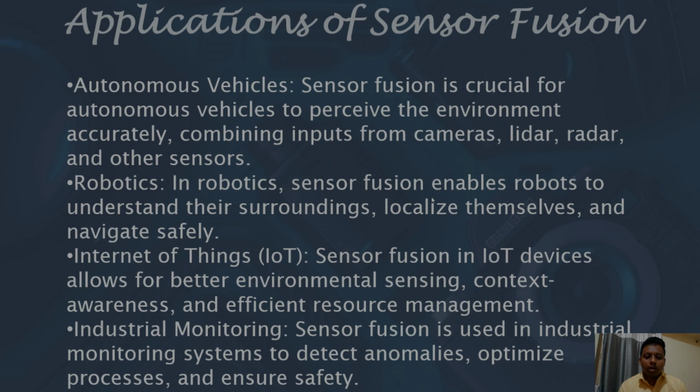Next, IoT, Internet of Things. Sensor fusion in IoT devices allows for better environmental sensing, context awareness, and effective resource management. Industrial monitoring. Sensor fusion is used in industrial monitoring systems to optimize processes and ensure safety. And these are a few applications of sensor fusion.